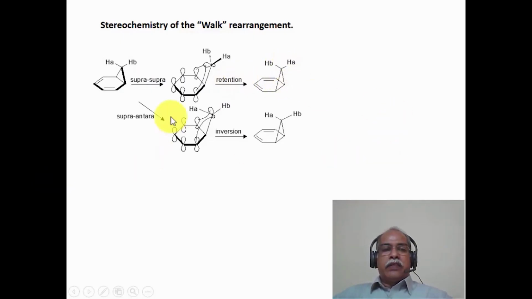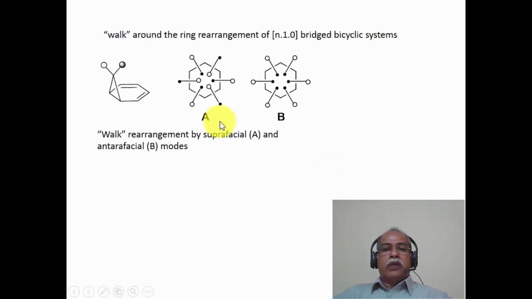If it were to be an antarafacial migration, then the bond is broken here and the backside lobe is now going to attach itself to this particular position. So as a result of that, inversion takes place, but then the endo substituent remains as endo, the exo substituent remains as exo. So in a walk rearrangement, if it is happening in a suprafacial manner, the exo and endo substituent will alternate during the course of the rearrangement between the exo and the endo position.